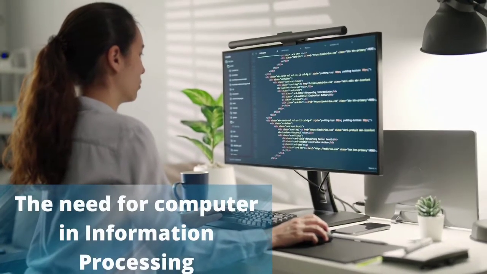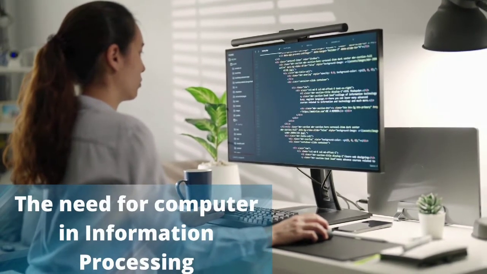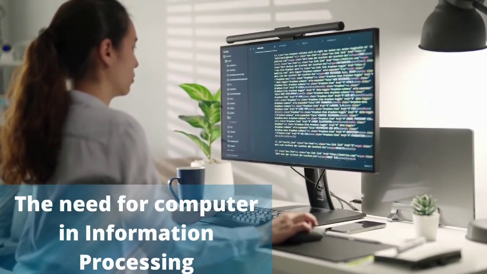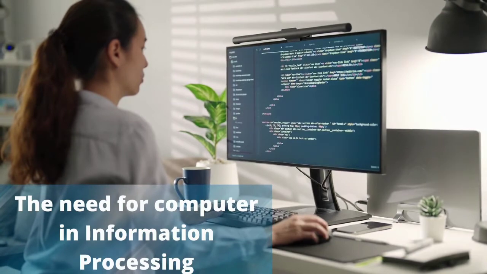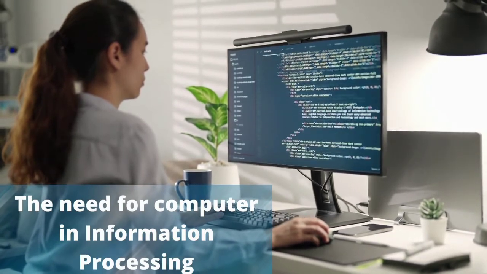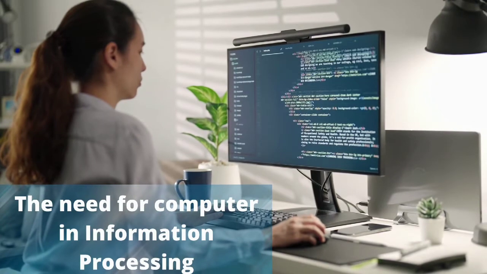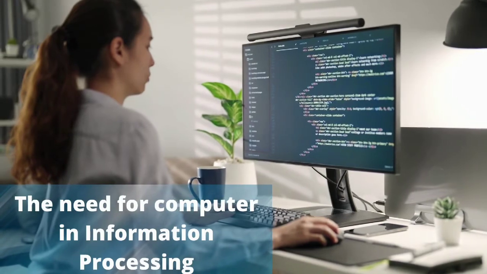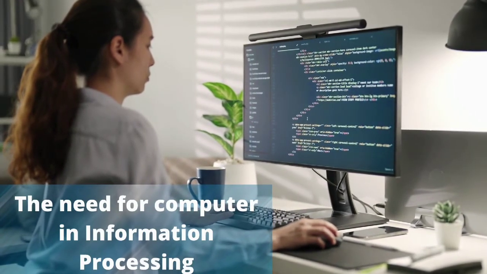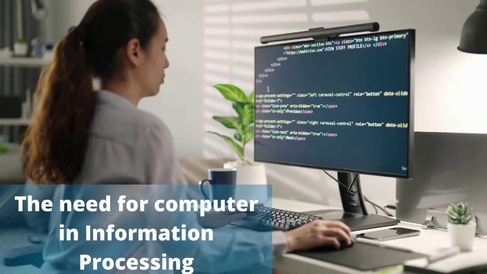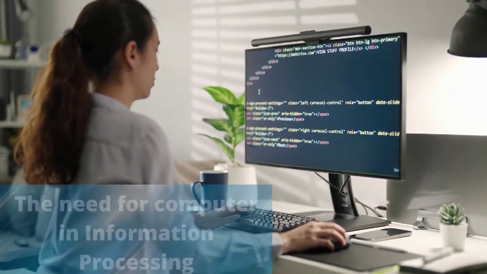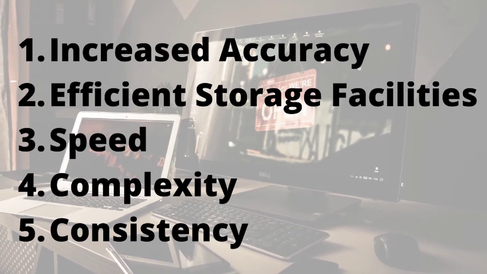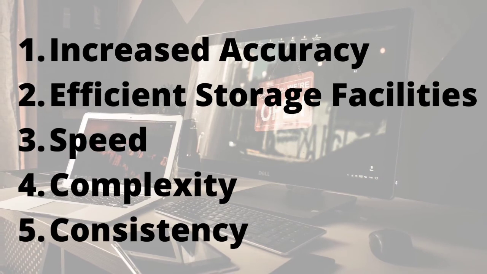Now that we've seen the various steps needed in data processing, let's talk about the need for computer in information processing. Why is computer so important for processing information? Well, information needs to be processed into a form that will be available whenever it is needed. As a result of this, there is a need to store information in a meaningful and more efficient way. Now let's talk about some other reasons why we need computer to process information. The first one is increased accuracy. The computer doesn't make mistakes.